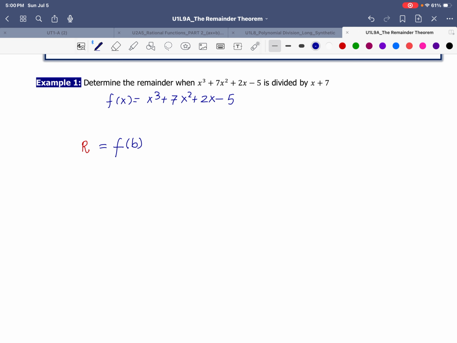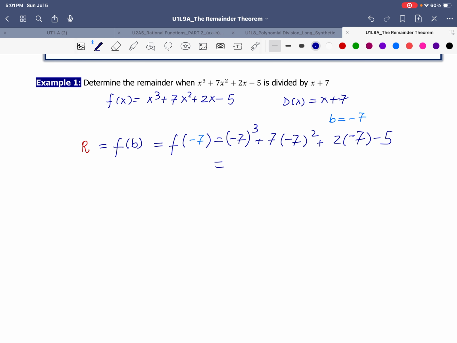Now, the divisor here is x plus 7, which means that the value of b is negative 7. So we're going to say that the remainder then will be equal to the value of the function at b, or value of the function at negative 7. And all we have to do is substitute negative 7 into the equation and evaluate it. So 7 times negative 7 squared plus 2 times negative 7, and then minus 5. So notice that this will end up being a 7 cubed, positive, negative 7 cubed. This will be negative.